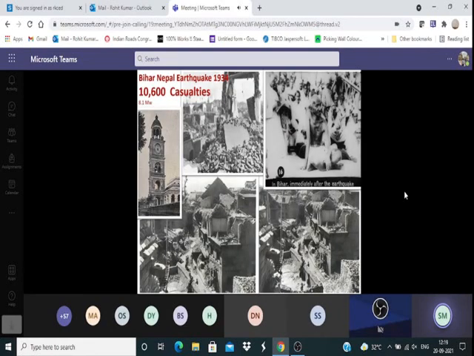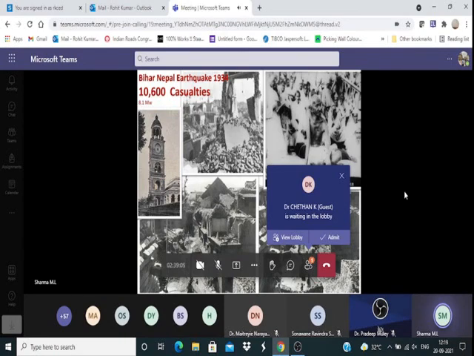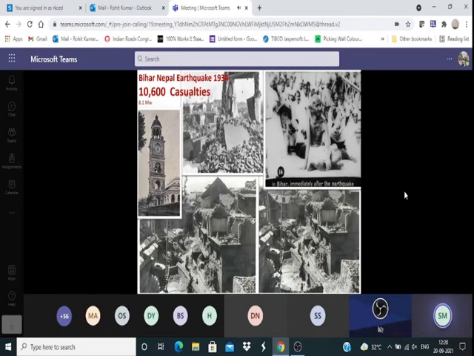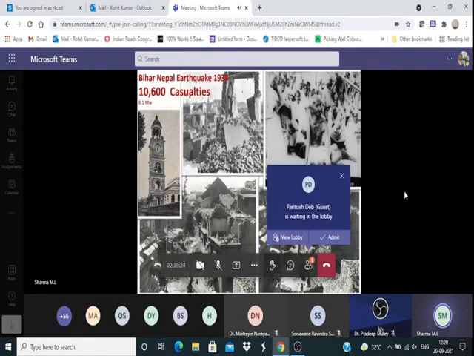This is just one of the slides to remind you of the many damages in India and, for that matter, throughout the world. This is the Bihar-Nepal earthquake, more than 10,000 casualties, and it was an earthquake of around 8.1 magnitude. So with this background, let us try to understand what earthquakes are and how we study them.